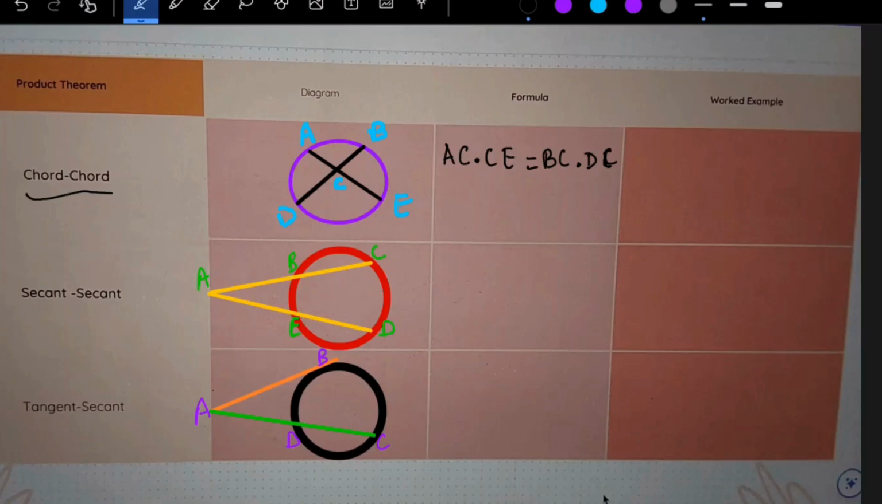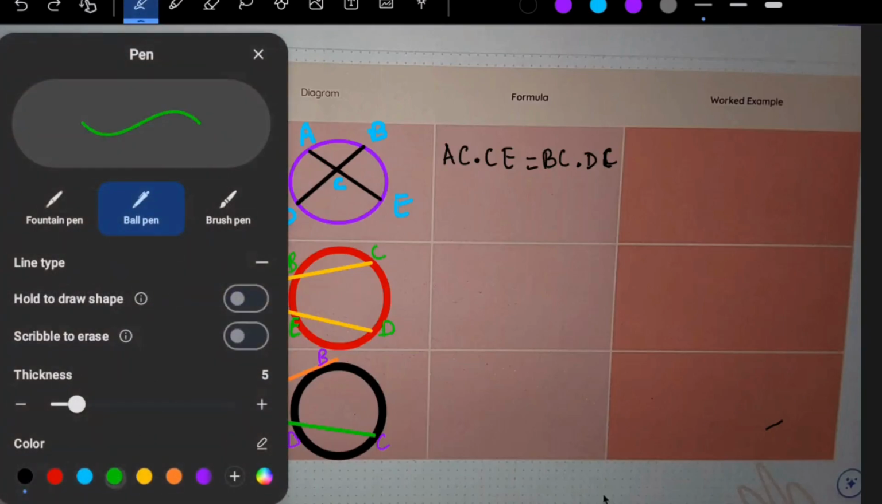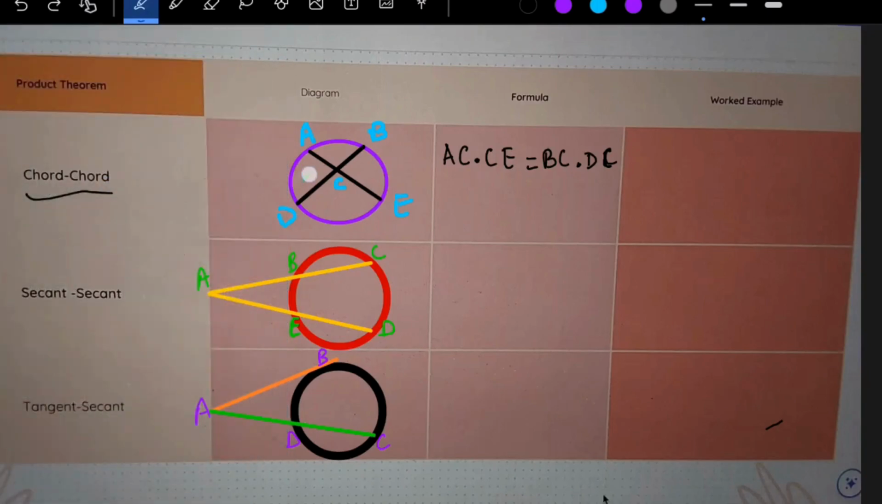For the examples, usually you would have to solve for x. So let's say I'm going to put in some figures. I have 7 here. I have 10. I have x for AC. And finally, CE is equal to 14.